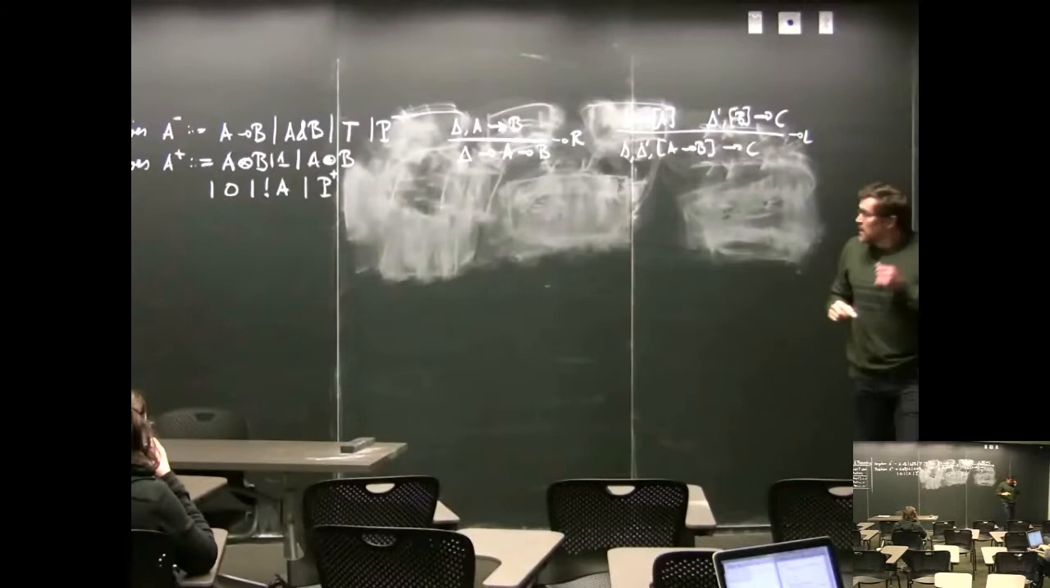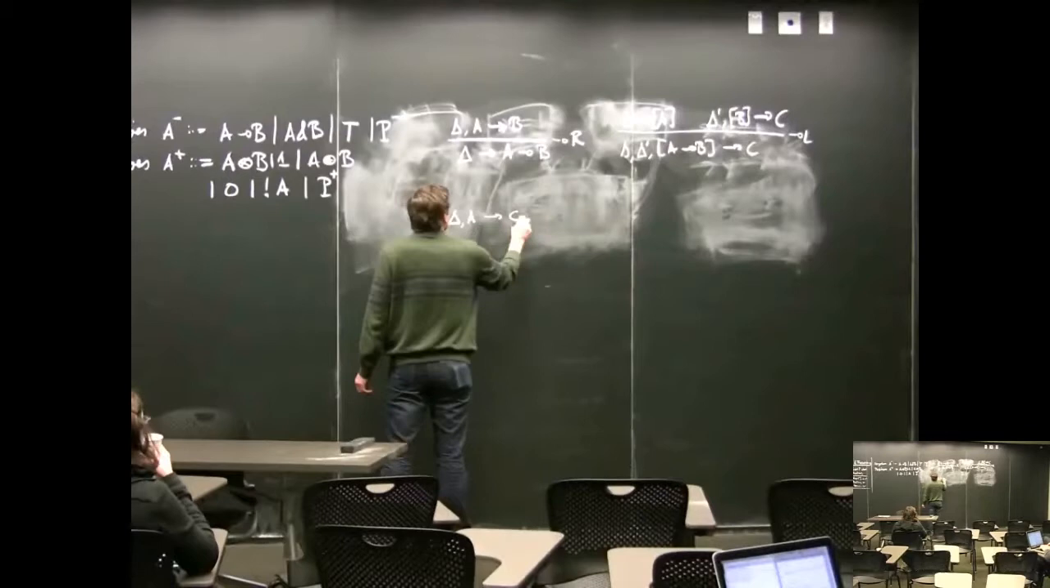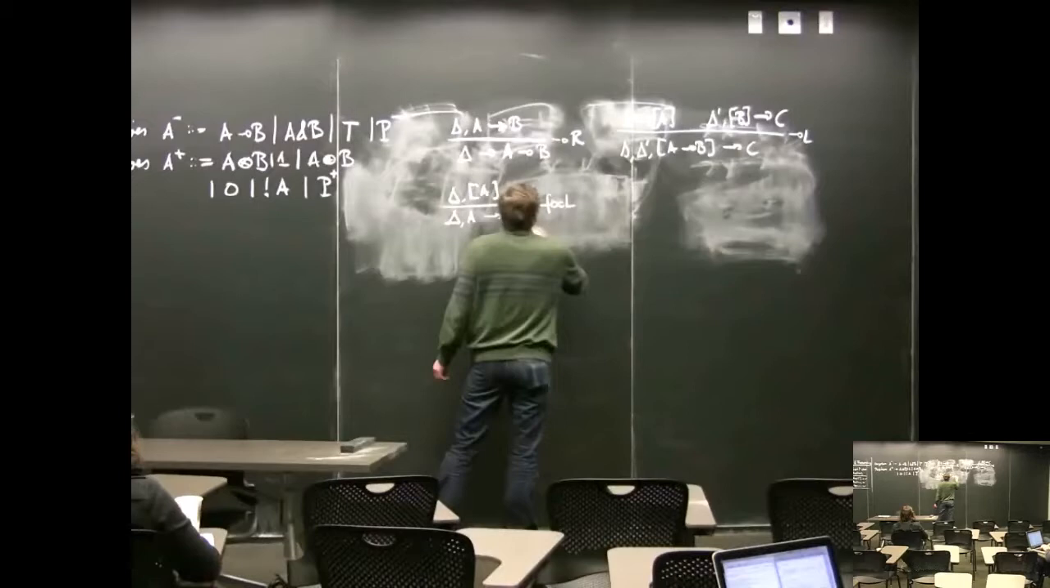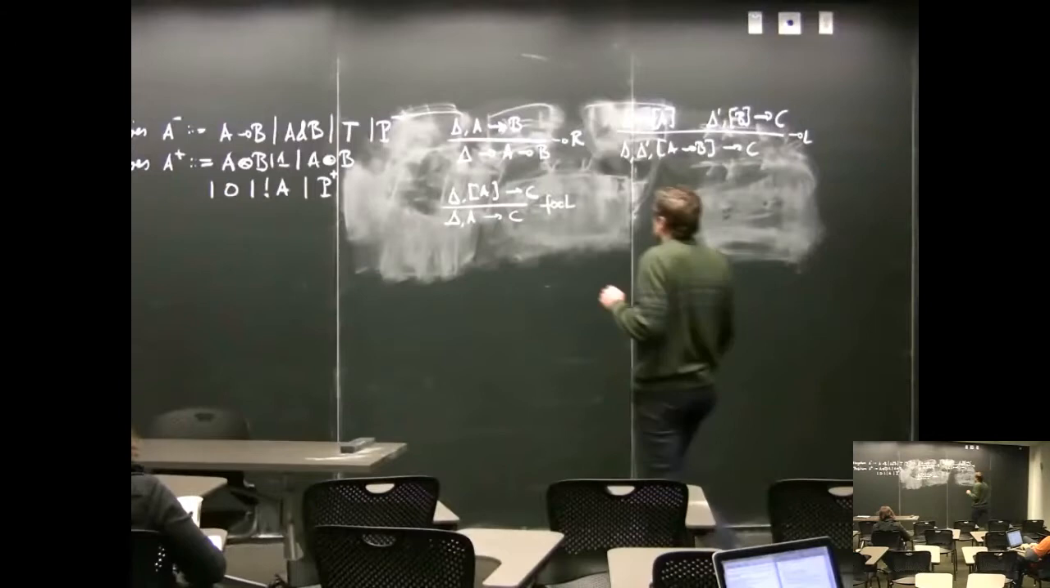So how do we get there? We get there by having the following rule. If we have delta, and there's an A in it, when trying to prove C, then we're allowed to put that into focus. So this is the focus left rule. But there's going to be a condition on that. We're only going to be allowed to do that under which circumstances? If A is negative, right?